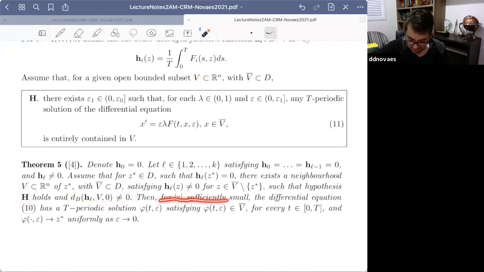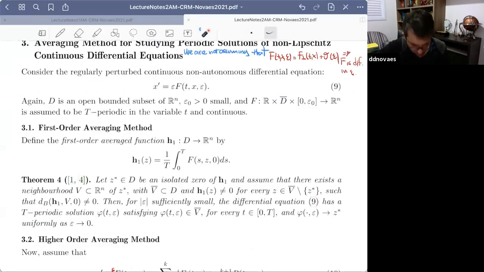For every epsilon sufficiently small, the difference equation 10 has a T-periodic solution phi(t, epsilon), satisfying that it belongs to the closure of V for every t, and that it converges to a constant function uniformly as epsilon goes to 0.